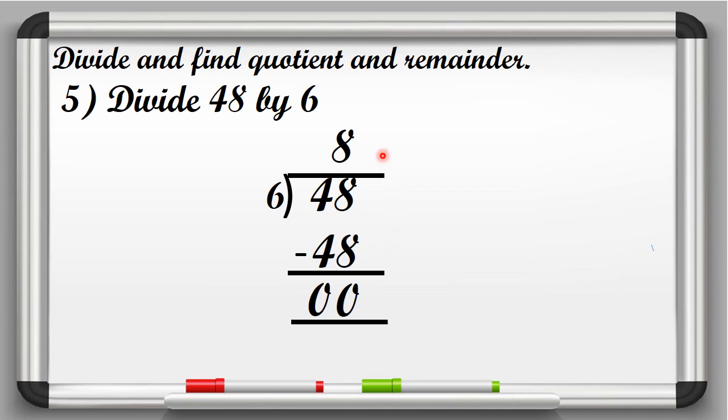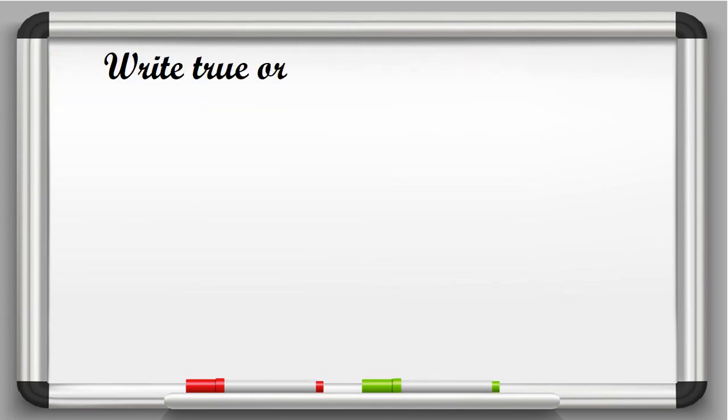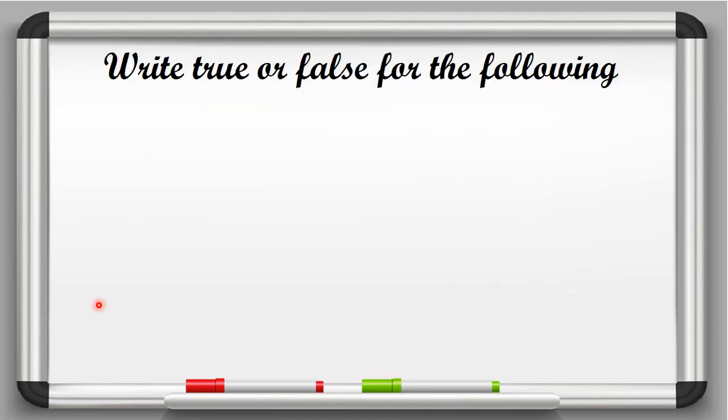So here in this question, 8 is the quotient. So we will write quotient and 0 is the remainder. Okay, now we have to write its answer. And the answer is Q 8 and R 0. Understood? Now the next one is write true or false for the following.